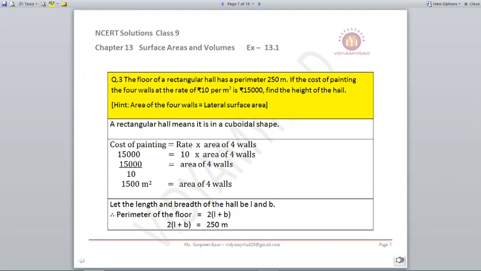Now, they are also telling you that the floor of a rectangular hall has a perimeter of 250 meters. Now, what is the formula of the perimeter of the floor of a rectangular shape? 2 into (L plus B) is equal to 250. Take 2 to the other hand side, so it comes to L plus B as 125 meters.